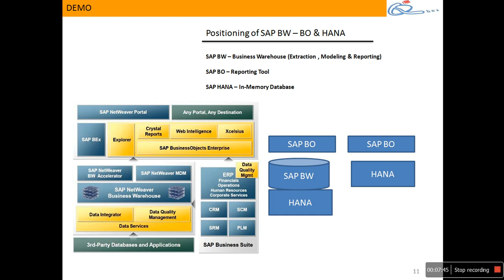From BW they can put partial data into HANA, then do reporting. They call it agile data marts. Meaning the warehouse is the one with the full set of data in it.